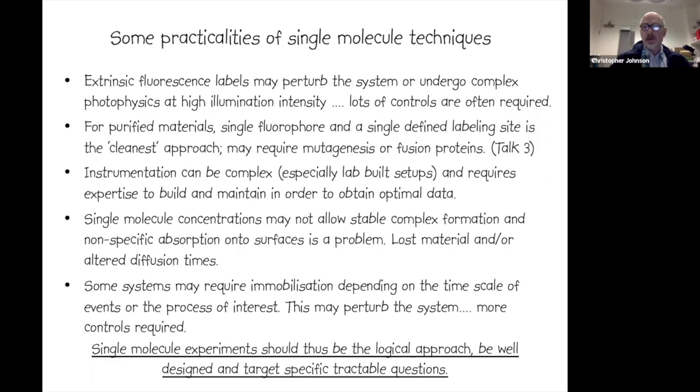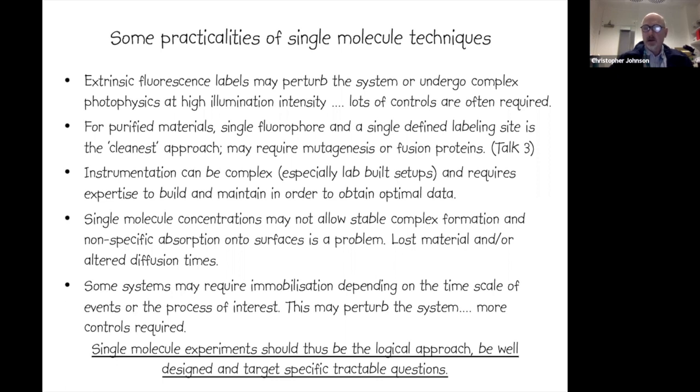So, some practicalities that result from those kinds of strategies that you might use. The first one, which is probably the most important, is that when you start considering adding extrinsic fluorescent labels onto your system, these may in fact perturb the system or undergo the photophysics that I described at high illumination intensity. As a result, single molecule techniques typically require large numbers of controls to be performed to dissect out what we're observing. So for purified materials, if you're studying a pure protein, then a single fluorophore at a single defined labeling site is definitely the cleanest approach to these techniques.